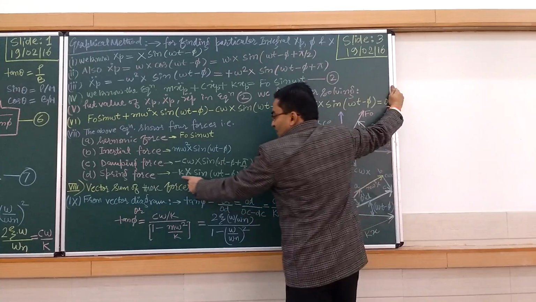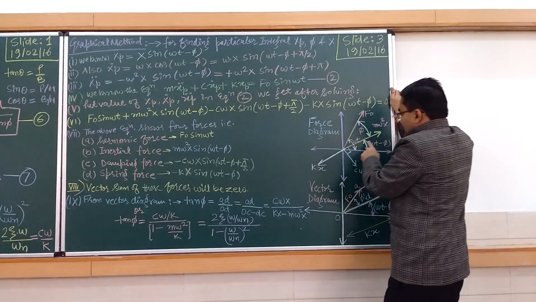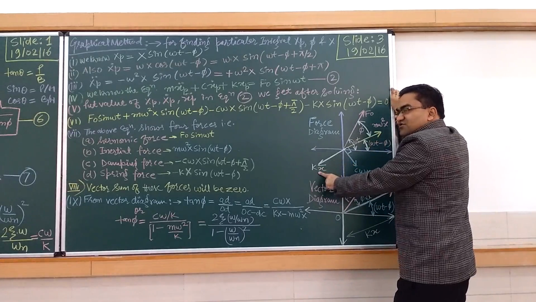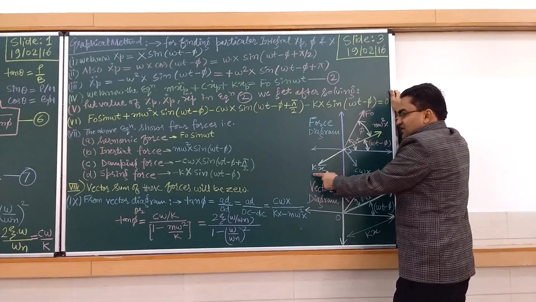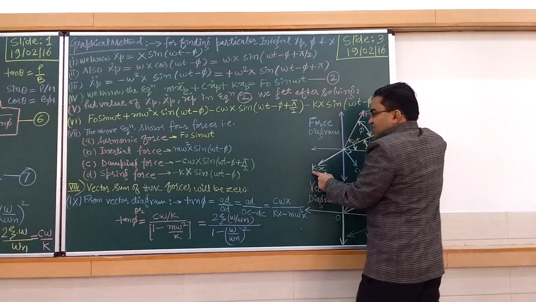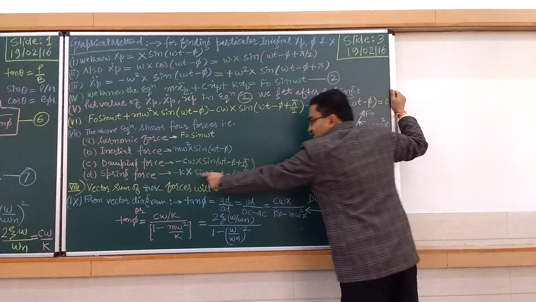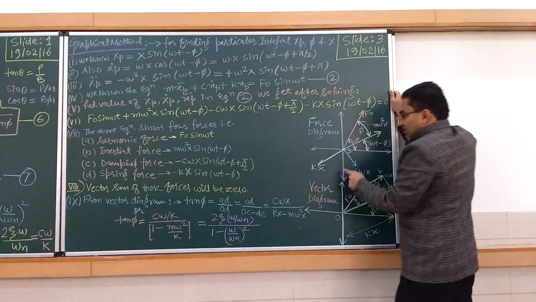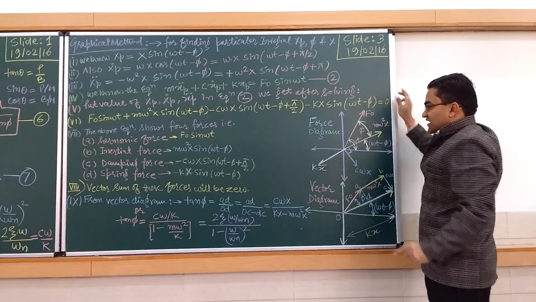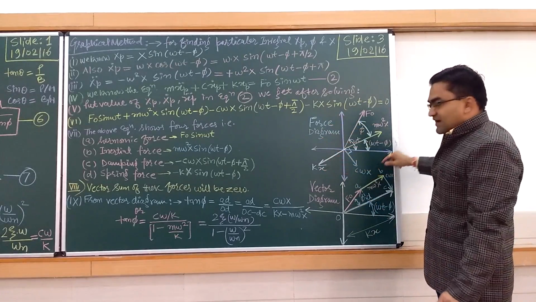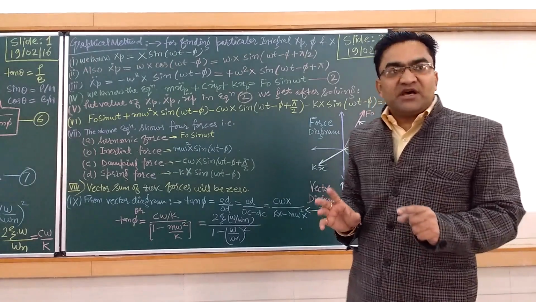Similarly, minus kx sin of omega t minus phi. Similarly, sine is also negative in the third quadrant, but in the opposite direction. kx is in the opposite direction to your m omega square x because it is negative in nature. The magnitude is negative, obviously, so it will go opposite. So this is the force diagram; this is how we draw a diagram from the equation.